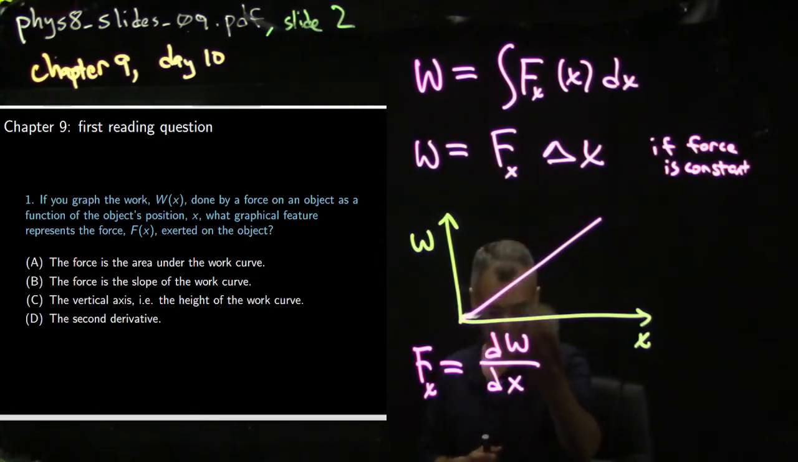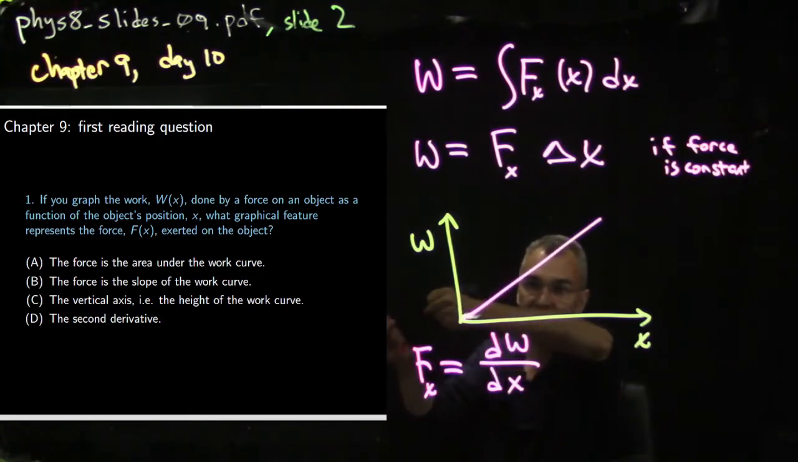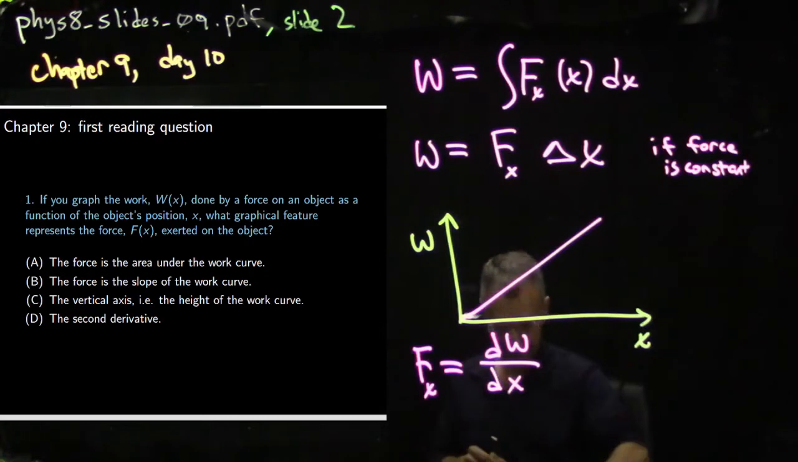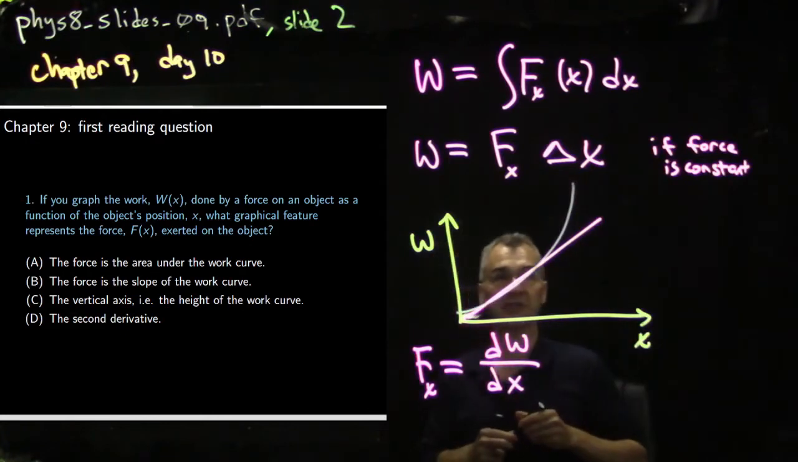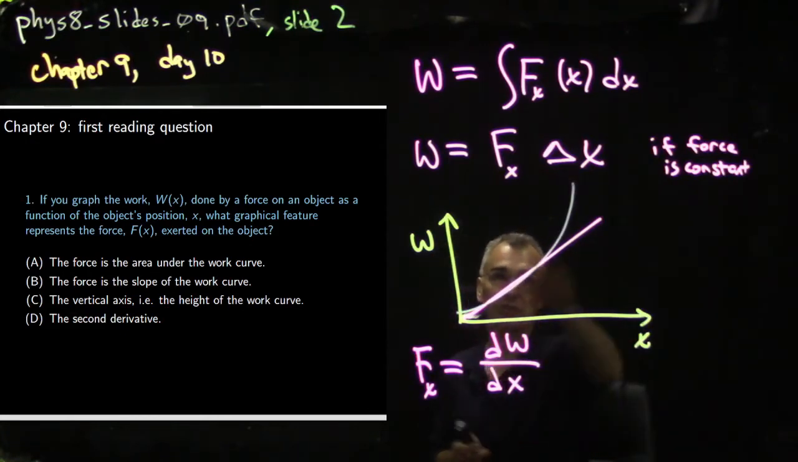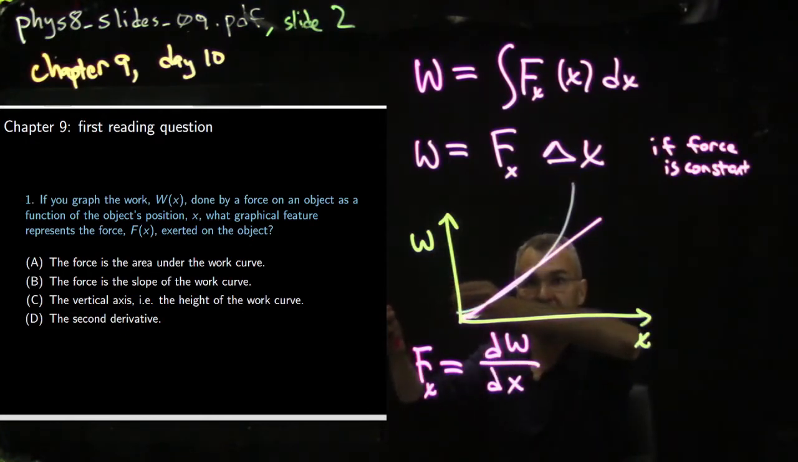I could, for example, pull on the end of a spring. And if I do that, I have to apply a bigger and bigger force as I displace it more and more. And actually, as we'll soon see, if I did that, I would instead get a curve which increases not linearly but quadratically as a function of how far I displace the end.